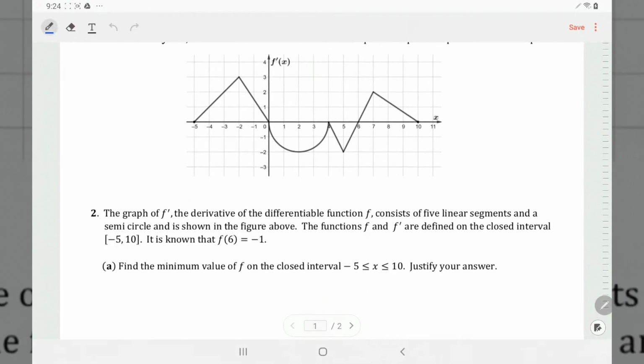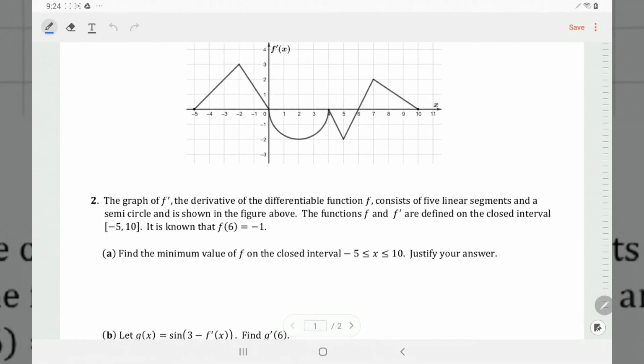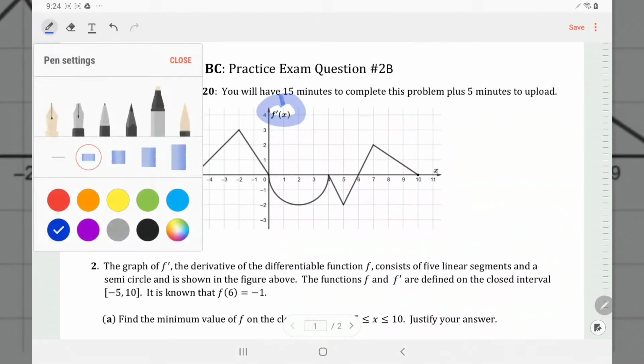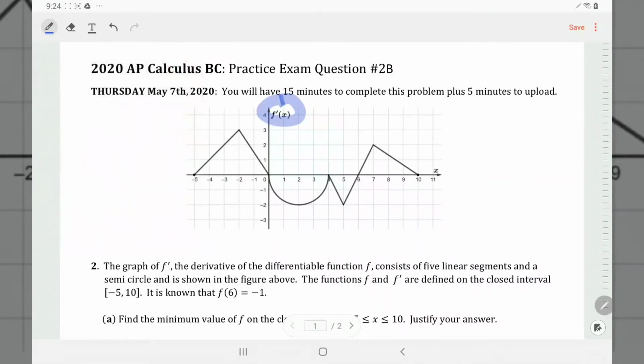Okay, so here's the graph, the graph of f prime. So this one's f prime. I'm going to circle this so I remember. That's f prime. Oops, I am in highlighter. Writing in a regular pen would definitely be a good idea.